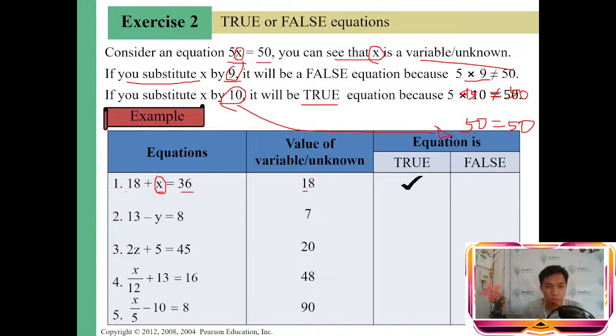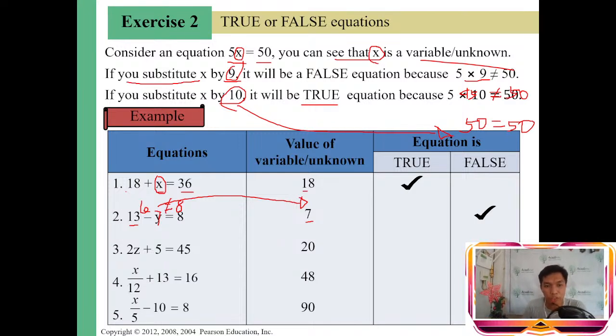How about this one, number 2, 13 and 7. We change y into 7. 13 minus 7 is 6. So it means they are not equal. They are not equal because 13 minus 7 is equal to 6, so they are not equal to 8. Okay. Next one.